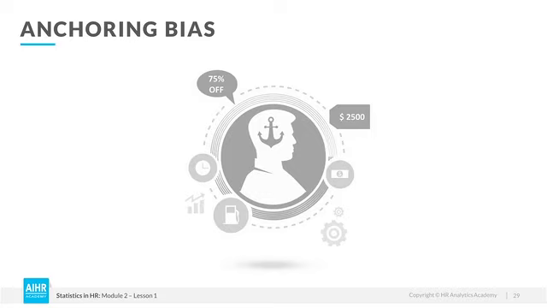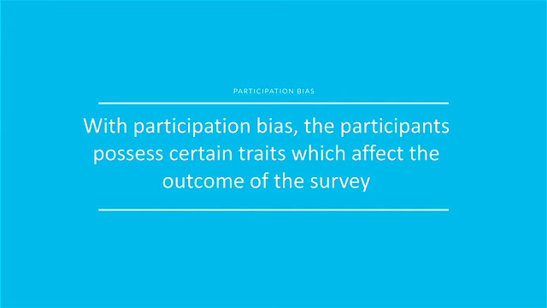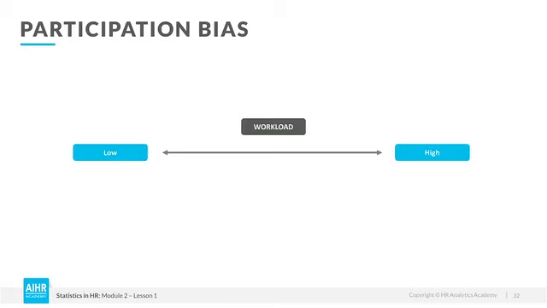Think carefully about this bias when designing your survey and, similarly to the confirmation bias, try to word your questions as neutral as possible. Third, we have the participation or non-participation bias. With this type of bias, the participants possess certain traits which affect the outcome of the survey. These traits mean that the target population is different from the sample who takes the survey, which can affect the outcome of the survey.